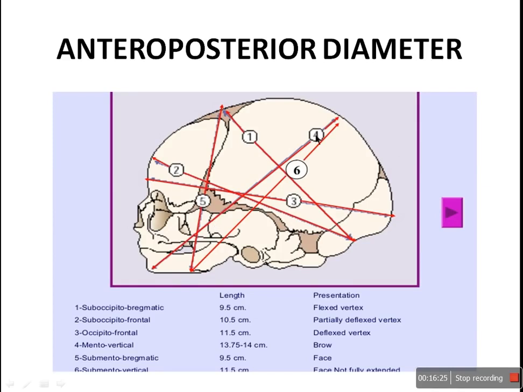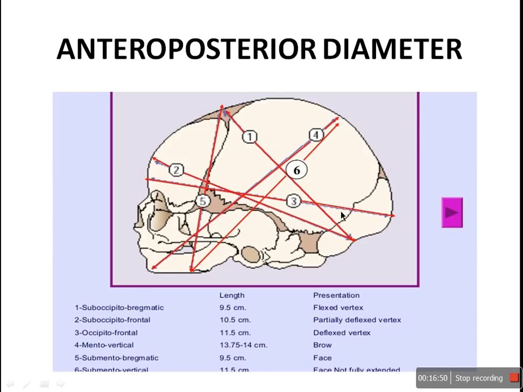So here you can see a fetal skull. Now we are going to draw from front to back, anterior posterior, or we are going to measure from the front side to the back side. Sometimes I will take from here to here, from here to here. So different measurements I will take.